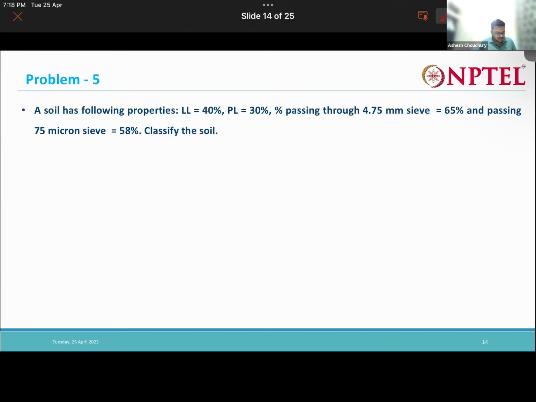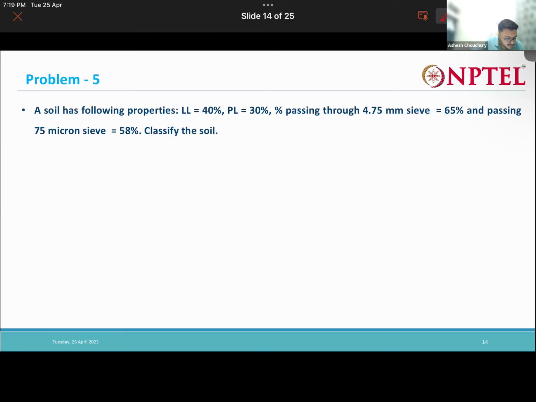So now, just for revision, let us solve this problem. The soil has the following properties: the liquid limit is given, the plastic limit is given, the percentage passing through the 4.75 mm sieve is given, and the fraction passing through the 75 micron sieve is given. So what type of soil is it? Is it a coarse soil or a fine soil? Fine, because more than 50% is passing through 75 micron. 58% is passing, so it is a fine fraction.